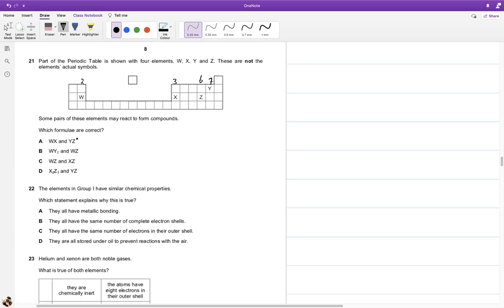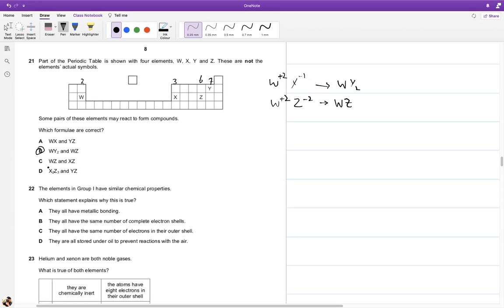Which formula are correct? WX. Nope. That's not possible because W is a metal, X is also likely to be a metal. So that's not going to be there. WY2, let's see. So yeah, WY2 is possible because W will have positive 2, Y will have negative 1. WY2 is possible very much. WZ. WZ is also possible because W is plus 2 and Z is minus 2. So it's going to form WZ. That is possible, yeah.